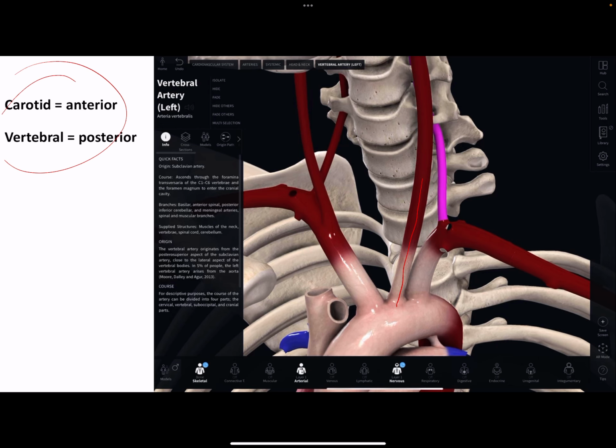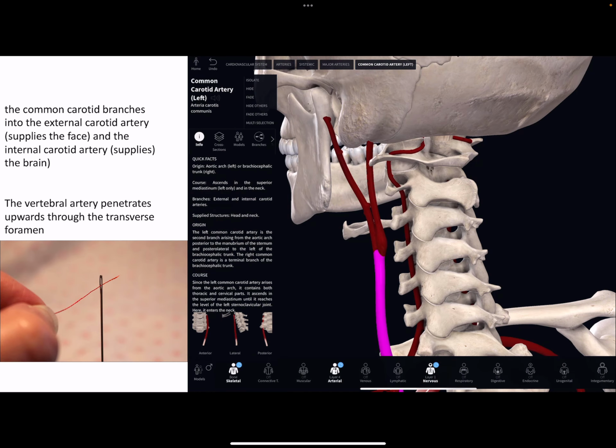Main takeaway is this. The common carotids are going to branch to form the external carotid artery, which is going to supply the face, and the internal carotid, which is the one important for our purposes, to supply the brain. And then the vertebral arteries in the posterior aspect, on the medial side that we're looking at, are going to penetrate through the transverse foramen of the cervical vertebrae. So let's watch another fun little movie. I thought of it as threading the needle, trying to get through these tiny little foramen.